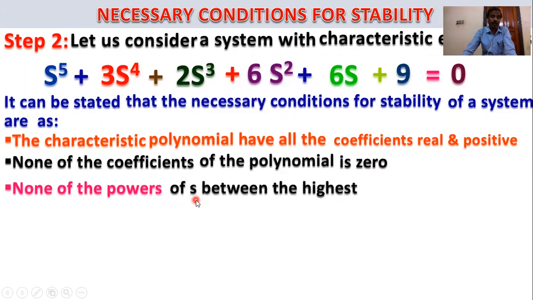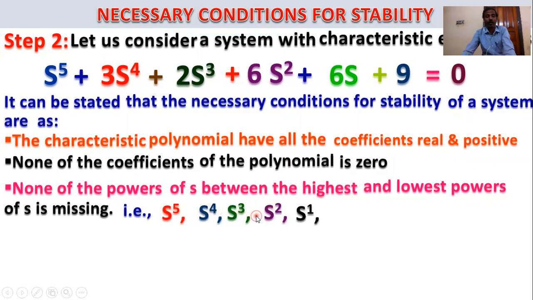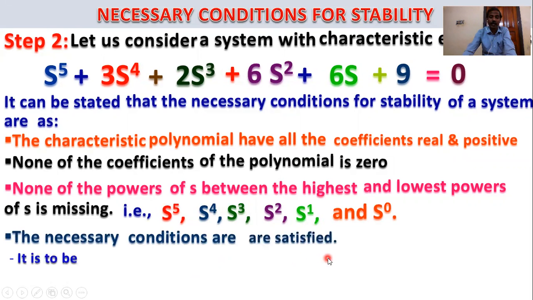None of the powers of s between the highest and lowest powers of s is missing. In this case, we have s to the power 5, s to the 4, s cube, s square, s to the power 1 and s to the power 0. So this is also satisfied. There is no missing power in this equation, so the necessary conditions are satisfied.